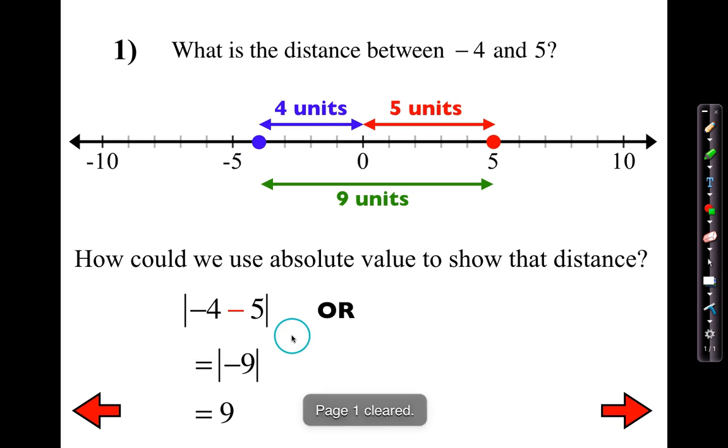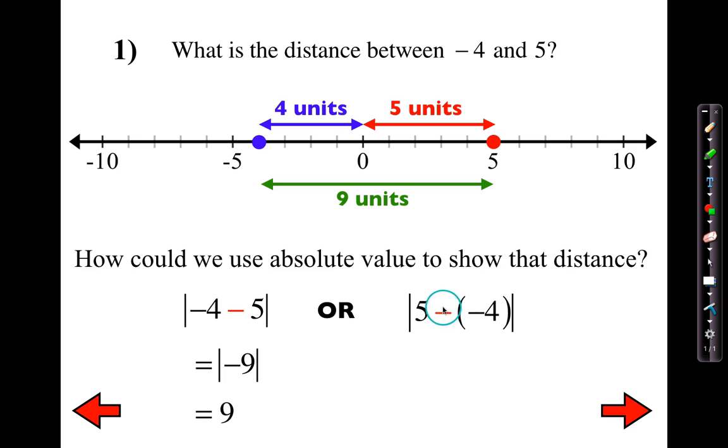Okay, or like we discussed in the previous example, does it really matter the order in which we write it for finding distance? The answer is no. So we could have also written 5 minus -4. Since it's subtraction, I'm going to add the opposite of -4, which is +4, leaving me the absolute value of 9, which is still 9.